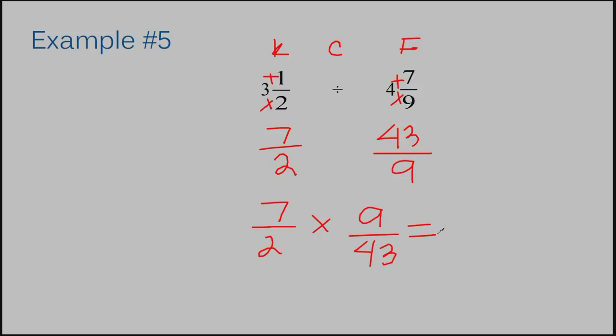Now we're going to multiply straight across. 7 times 9 is 63. 2 times 43 is 86. So your answer to example number 5 is 63 over 86. Let's move on to example number 6.